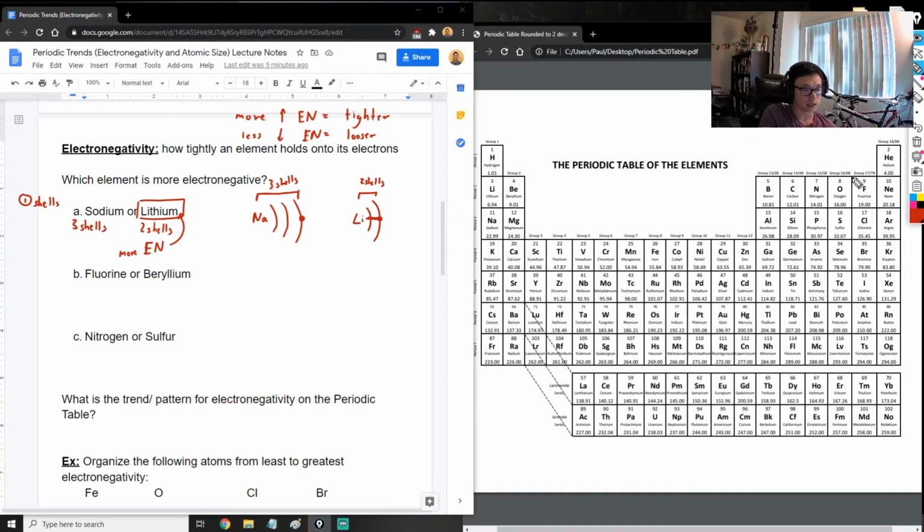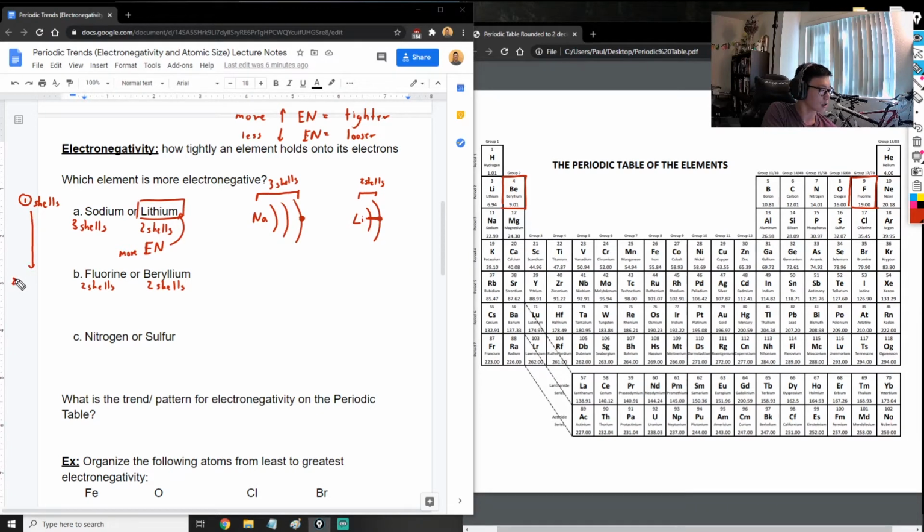All right, so let's take a look at how many shells they have. We have fluorine right here, and beryllium right here. Fluorine has how many shells? It's on the second row, so it has 2 shells. Beryllium also has 2 shells because it's also on the second row. So we did the shells, but this doesn't really help us, right? Because if they have the same number of shells, they're holding it at the same distance. So now we have to move on to the second thing that we look at.